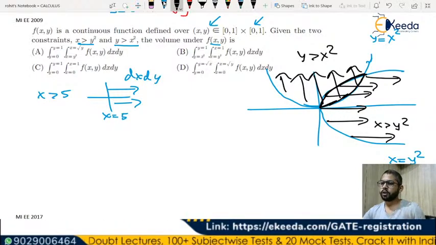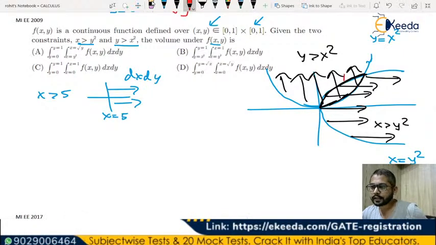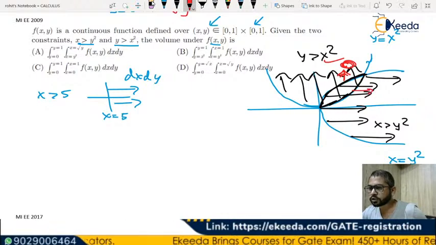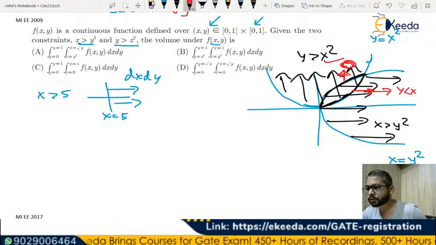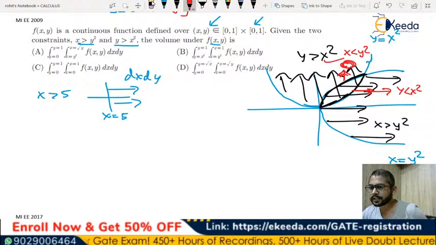Why can we not go beyond this line? Because this condition will be fulfilled, but x is not greater than y square in this case, right? x greater than y square lies here. So we cannot go beyond this, and we cannot go beyond this also, because once you go beyond this, this is a region where y is less than x square. Similarly, this is a region where x is less than y square. So this is the region boundary.